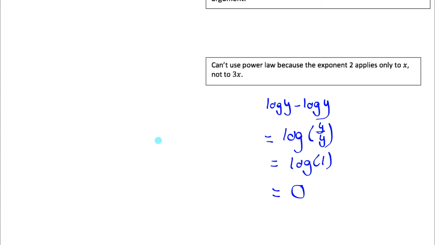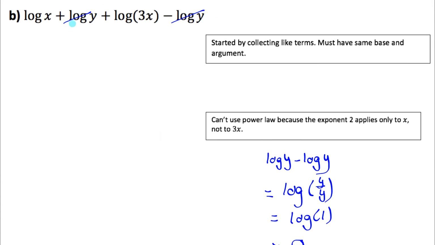It's just a waste of time when they're like terms. We can just collect them together. 1 log y minus 1 log y is 0 log y. So those are gone. Now all I have left is log x plus log 3x. Now those are not like terms because the arguments are different.